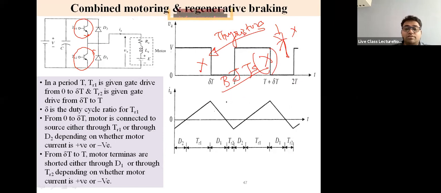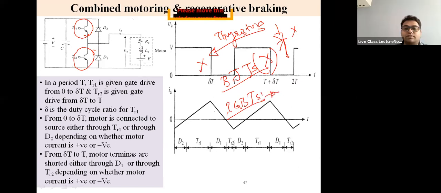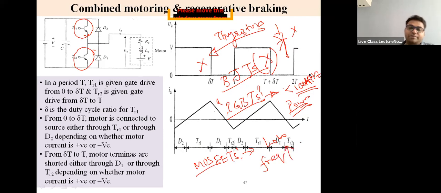So what is used? IGBTs. Most important, IGBTs are used extensively. 99% of the cases IGBTs are used. Where the frequency range is within 100 kilohertz, there IGBT is used because the power rating of IGBT is very high, right? Not higher than BJT or thyristor, but IGBTs have a good amount of power handling capacity. MOSFETs are used where the power rating is low and the frequency is very high, right?